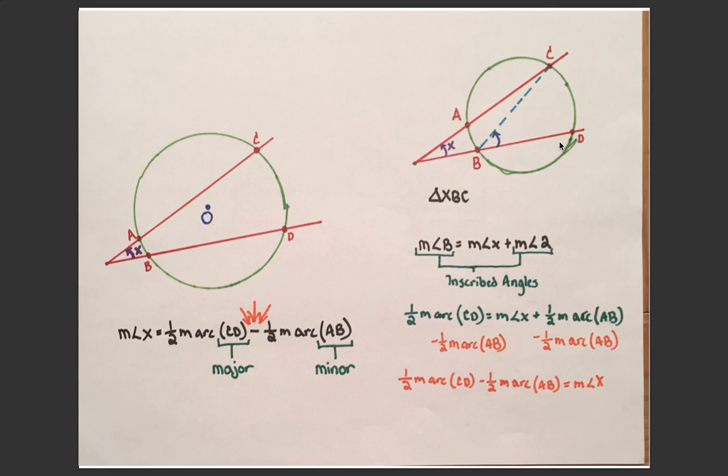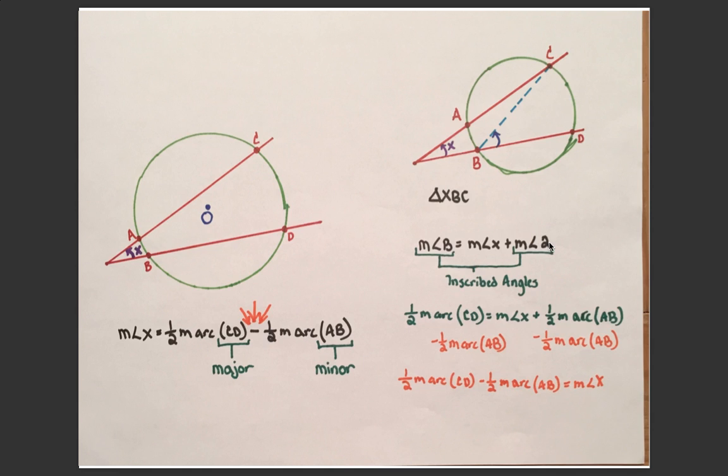A more formal way of understanding this is on the right-hand side, where we have triangle XBC. And I did that by creating a chord from B to C. And we know the measure of this angle B right here, the exterior portion of it, is equal to the two remote interior angles. So that would be angle C plus angle X. And then we just substitute in our formulas for inscribed angles, as we have here. But we know we want the measure of angle X. So we need to get the measure of angle C.